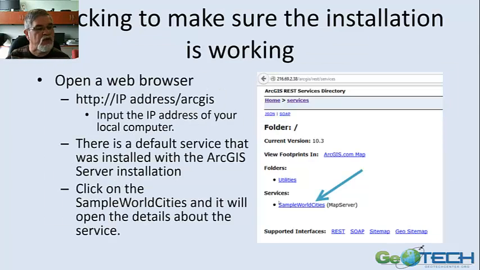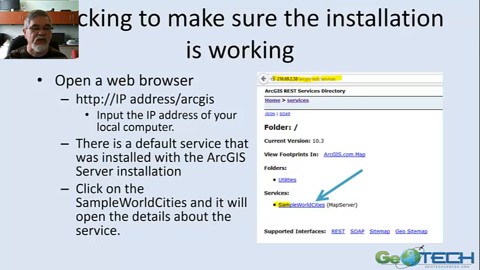So we've got a couple more slides here to make sure things are working. Now I've gone to a web browser. I've put in my IP address. You should have recorded yours back on a slide ago or so. You've got to put in ArcGIS if you use the default, which is what we should use, then REST, and then services. And what we're going to do is look at where information is.